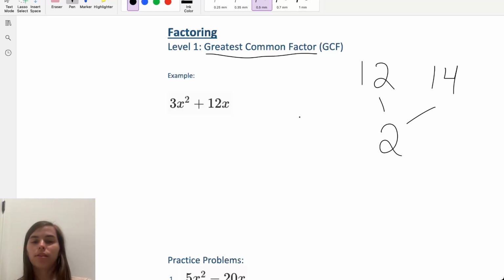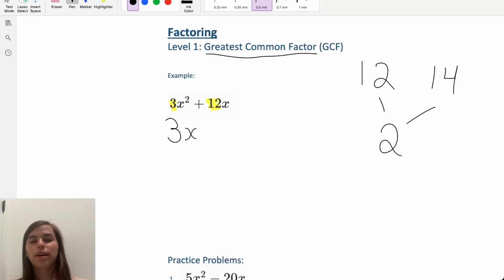So now we're just going to apply this to our algebra expressions by seeing what each of these pieces have in common. So let's look at this example here. Here we have 3x squared plus 12x. What do each of these things have in common? A good way to look at it is, let's first look at the numbers. So we've got 3 and 12. What number can divide evenly into both 3 and 12? That's 3. What else do these two things have in common now that we've dealt with the numbers part? Well, they both have an x, so we can also take an x out.